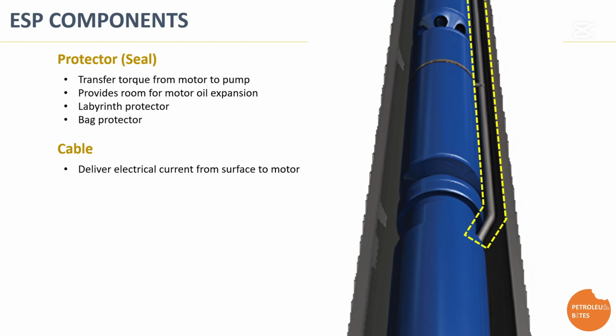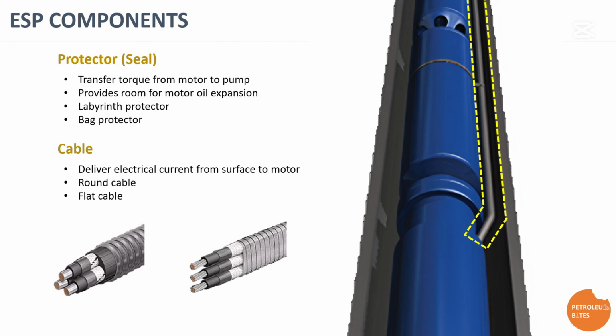There are two primary types of ESP cables, chosen based on well configuration and operational needs. The round cable features a cylindrical cross-section, providing superior mechanical strength and flexibility. Flat cable has a flat cross-section with conductors arranged side by side, often used where space is limited.